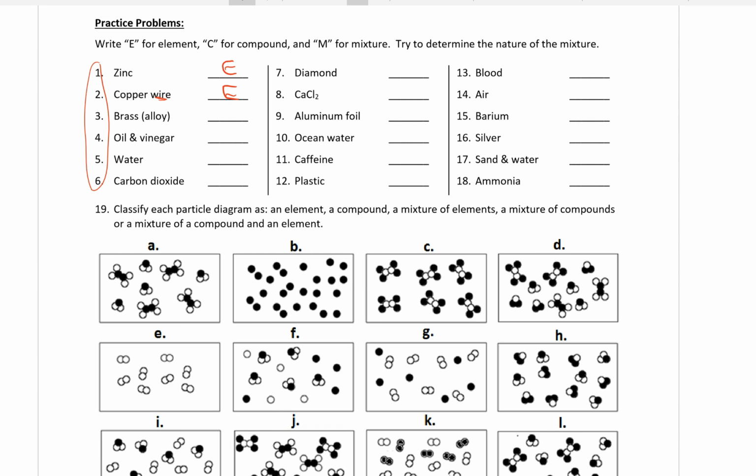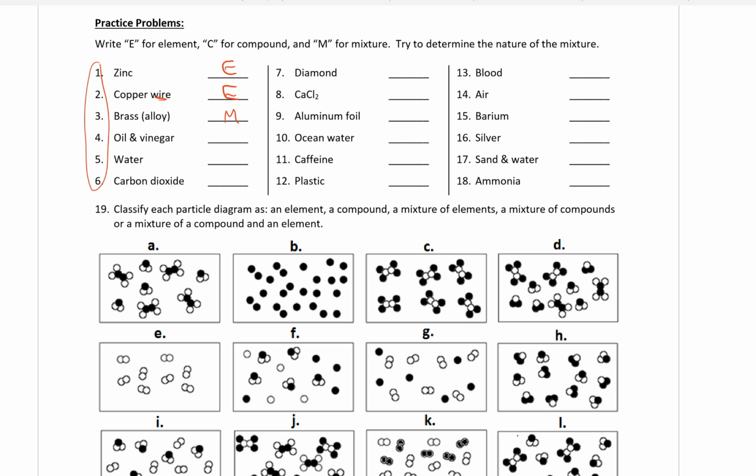Brass, we talked a little bit about yesterday. Brass is an alloy, and if you recall, alloys are 2 metals that have been melted down, physically combined, and cooled. Since it's just a physical combination of two different pure substances, this is definitely going to be a mixture, not a compound. Because it's more or less the same throughout, we would classify this as a homogeneous mixture.